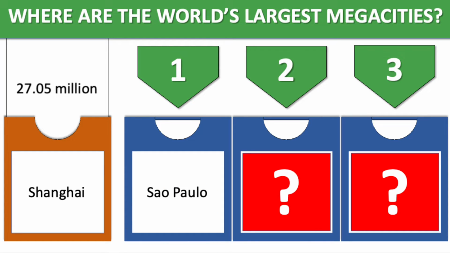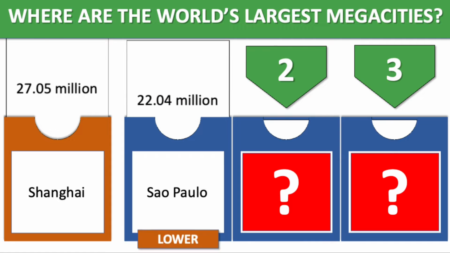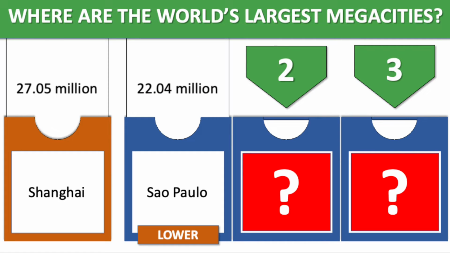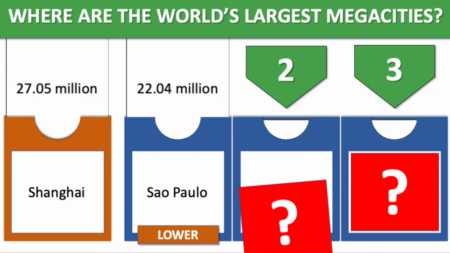This is Sao Paulo in Brazil. You've got to decide whether it has a higher or lower population than Shanghai. So just give you a moment to have a think. Okay, let's have a look. It is lower, so it has 22.04 million people. Right, let's have a look at our next city.